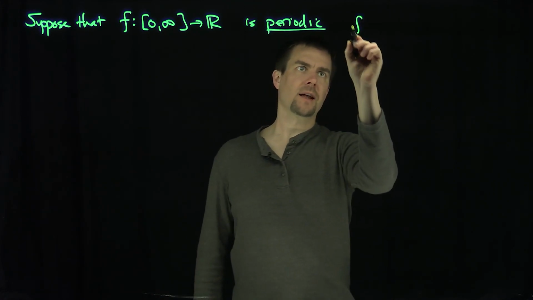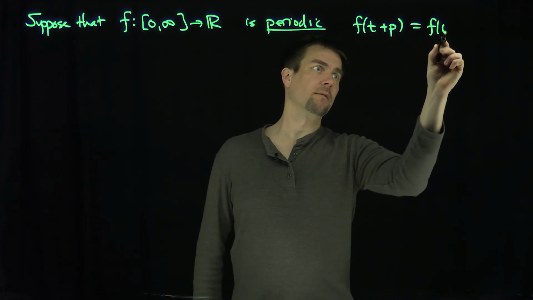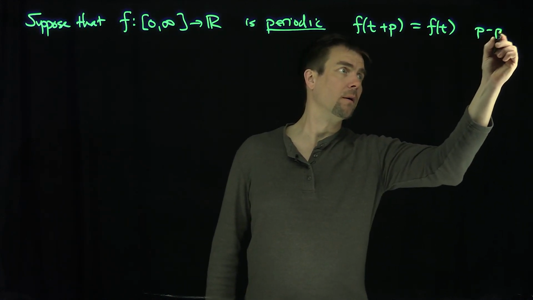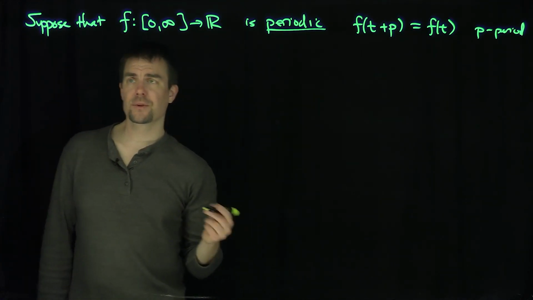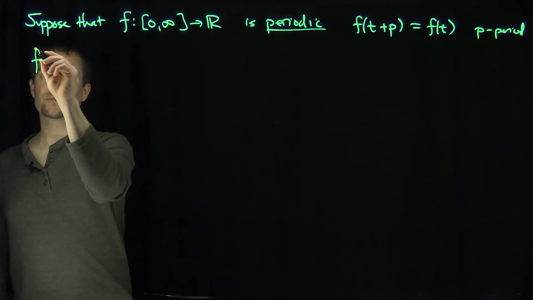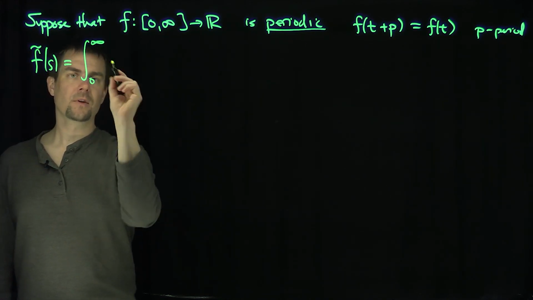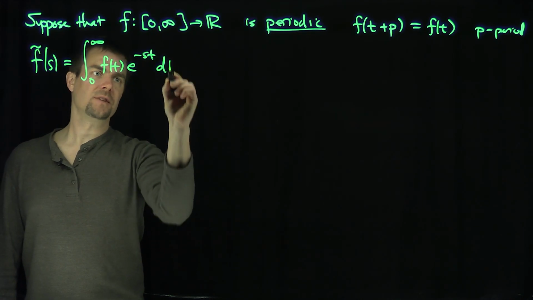What that means is that f of t plus p is equal to f of t for some p called the period. So here p is called the period. Okay. So now let's find the Laplace transform of this thing. By definition, f tilde of s for this periodic function is going to be the integral from 0 to infinity of f of t e to the negative st dt.